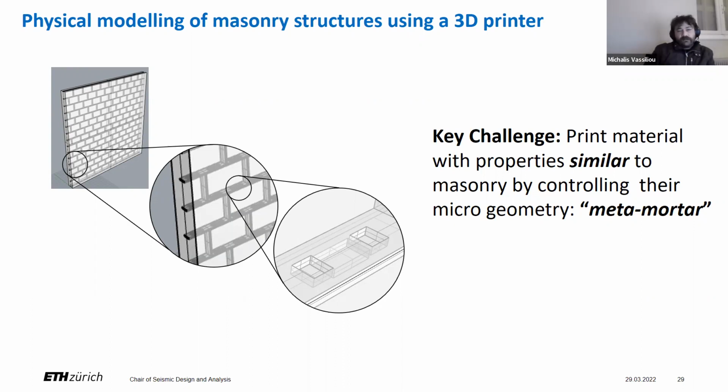And the solution we found to this problem was to emulate mortar, which is the weak part, by printing notches and shear keys. To get funded, you call this a metamaterial, a metamortar. Okay.